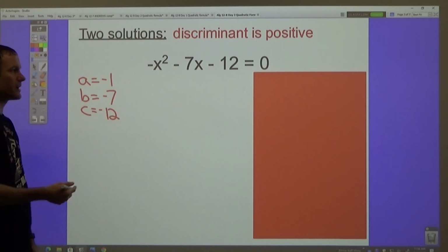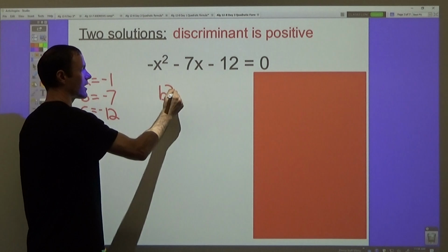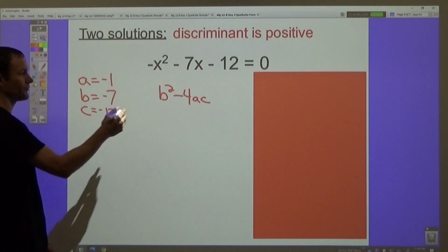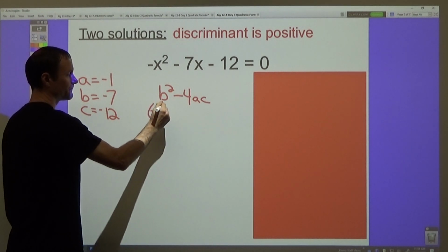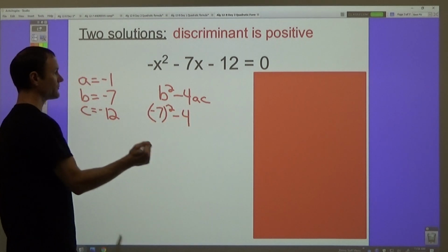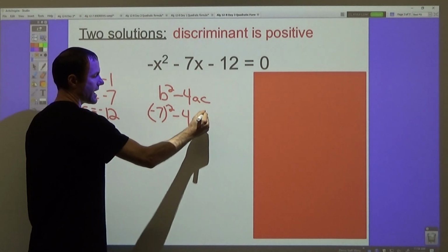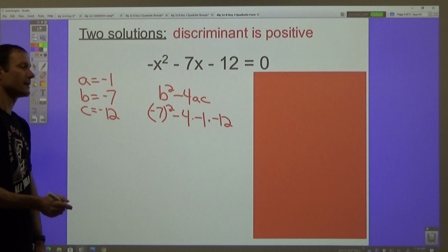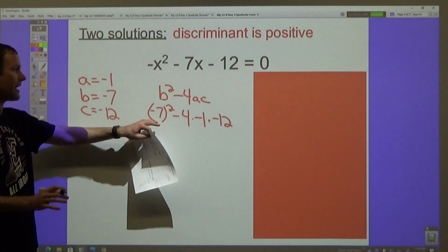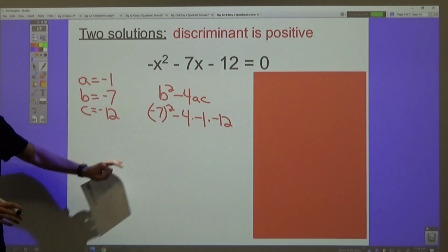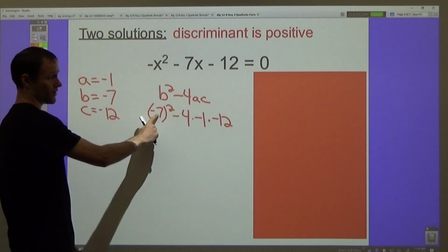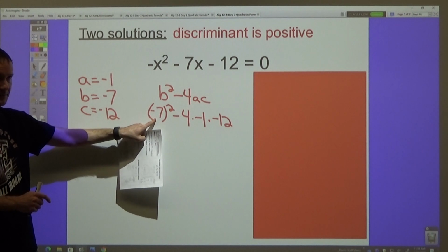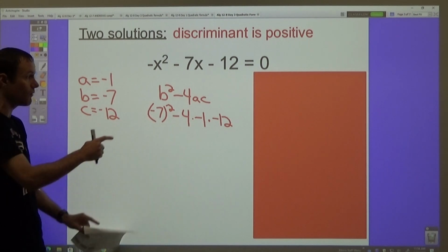Now again, all that we need to figure out is the b squared minus 4ac part. When we do b squared minus 4ac, you're going to have negative 7 squared minus 4 times a, which is negative 1, times c, which is negative 12. You're not taking the square root or anything like that. It's just b squared minus 4ac. You can type this right into your calculator exactly how it is. Be careful of your parentheses. You do need parentheses around the negative 7 if you're going to type it in all at once.